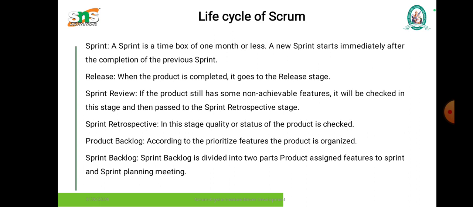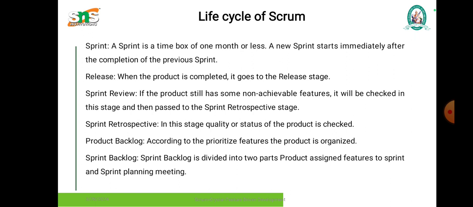The second one is release. When the product is completed, it goes to the release stage. The third process is sprint review. If the product still has some non-achievable features, it will be checked in this stage and then passed to the sprint retrospective stage. The next one is sprint retrospective. In this stage, the quality or status of the product is checked.